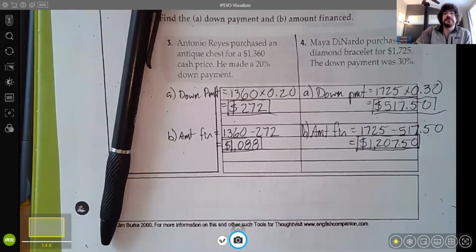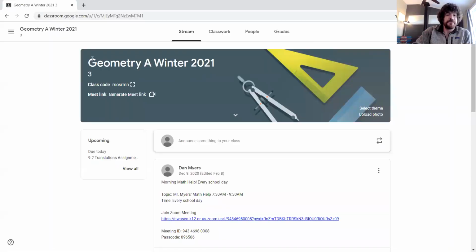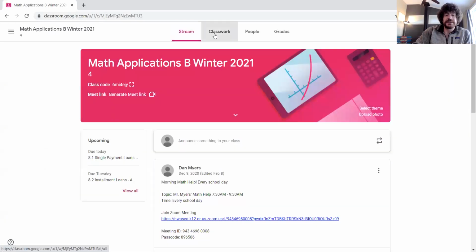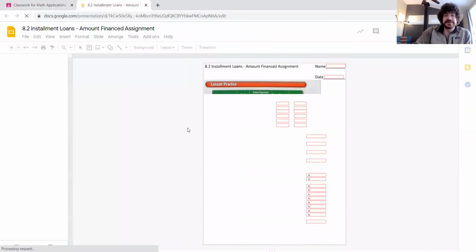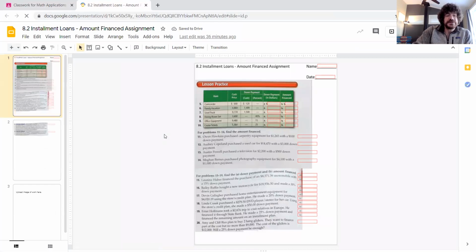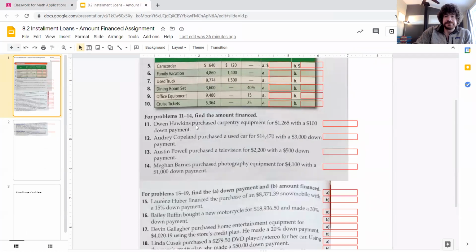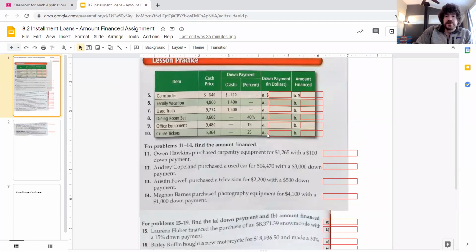Let's go ahead and have a look then at the assignment. And this will be due on Tuesday because Monday is a holiday. So we've got a decent amount of questions on the first page, only 2 questions on the second one. And if we zoom in here, so down payment in dollars, that's going to be really easy for these first 3 because it actually gives you the amount. So you just take the 120, plug it in for A, take the 1400, that's A, 1500, that's A. For 8, 9, and 10 though, you're going to need to use the percentage method.